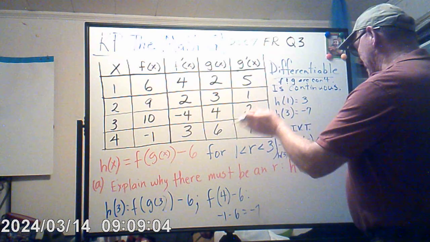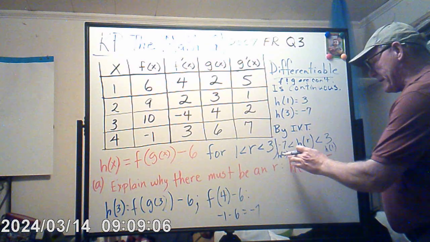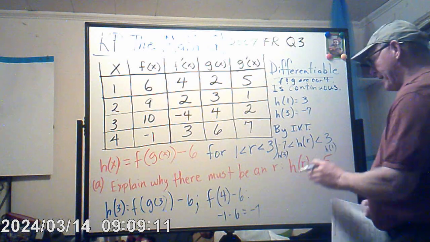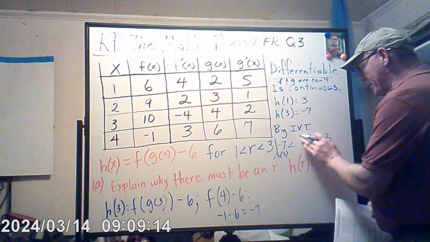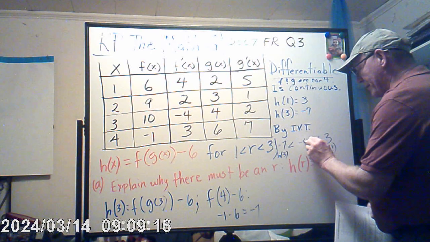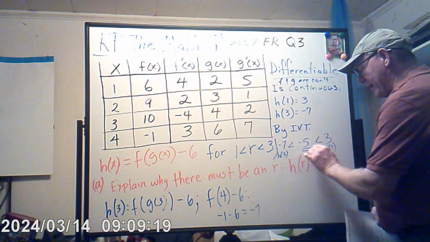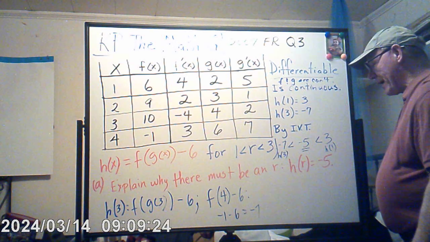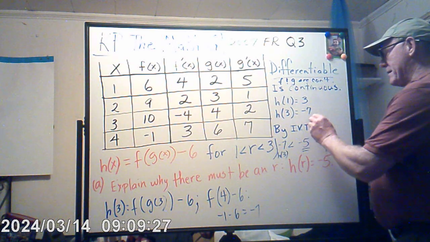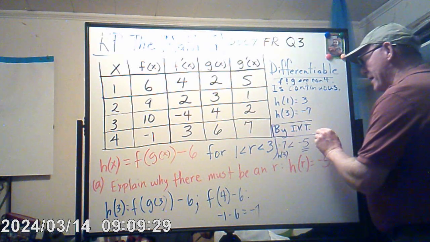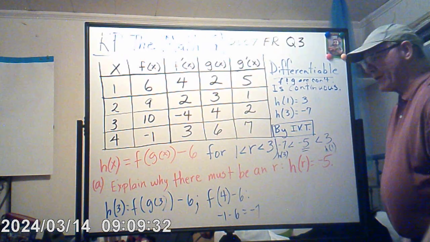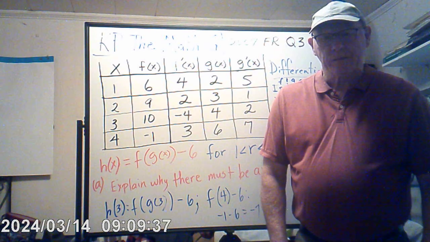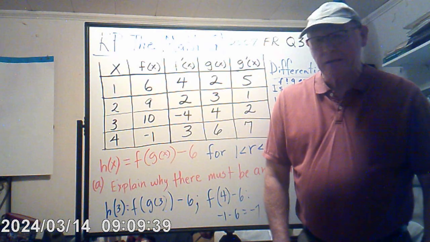Anyway, we just have that, and h at r is negative 5. Negative 5 is between these two, if you want to put it like this. That's perfectly okay. Negative 5 is certainly between these two, right? So that's what we're looking at here, and that is the intermediate value theorem. That's what they were looking for in part A.